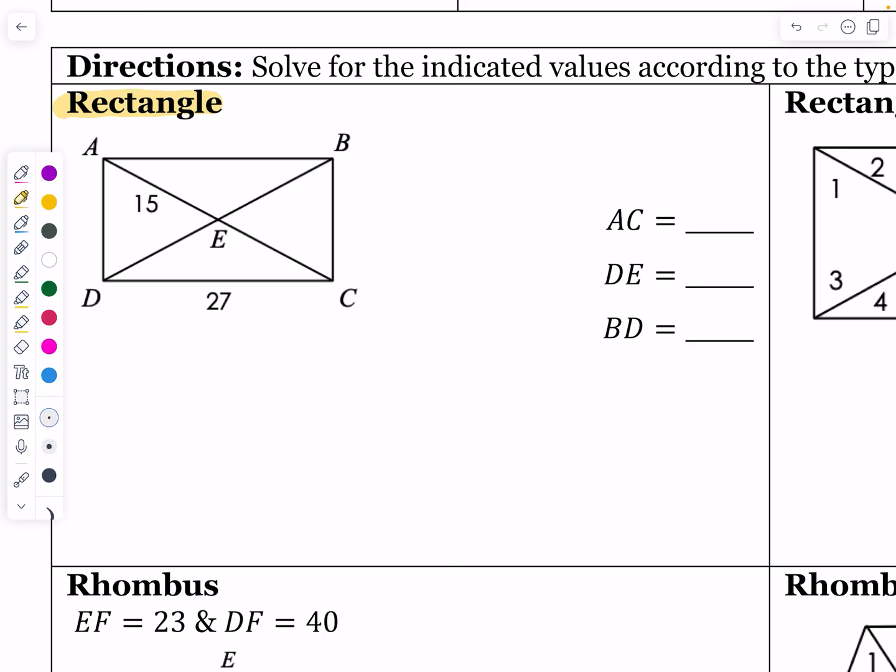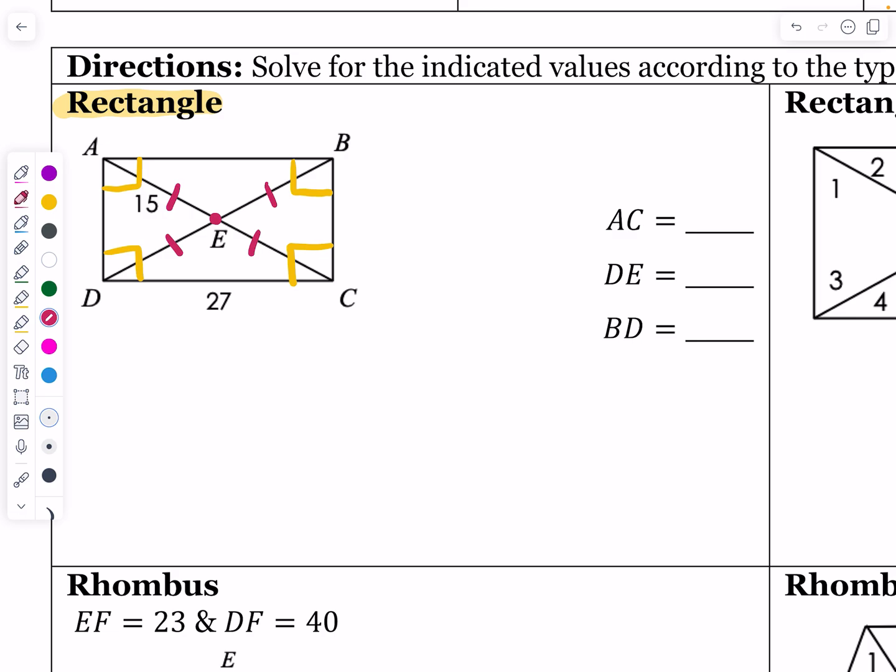We learned about two properties. Number one, all of the angles were right angles. Number two, the diagonals were congruent, as well as those four individual diagonal pieces were congruent. So I'm going to mark that every single time. Okay? And so we want to know, what is A to C?